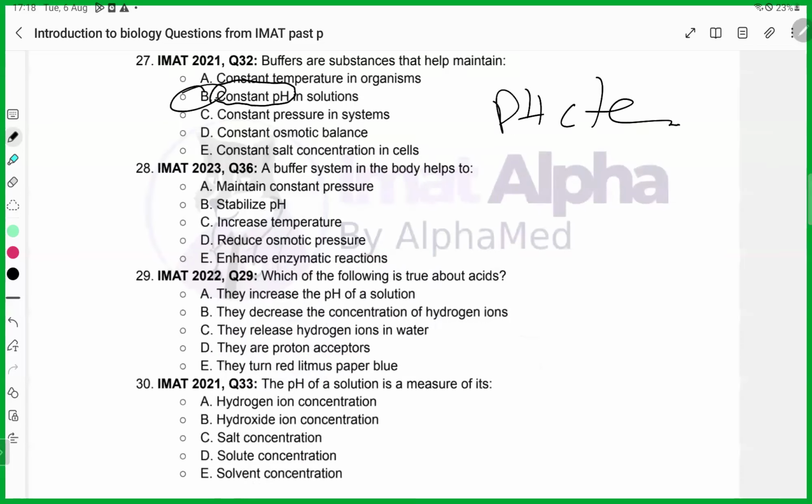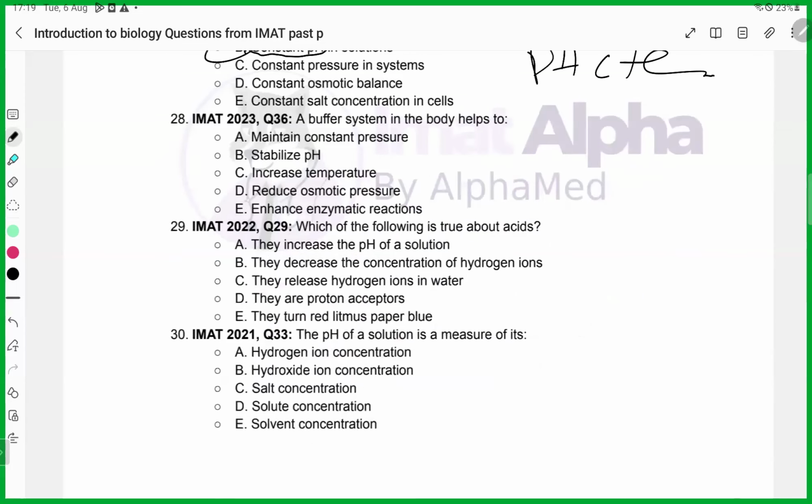28. A buffer system in the body helps to maintain constant pressure, stabilize pH, increase temperature, reduce osmotic pressure, enhance aromatic reactions. This is mainly the same question as before, but they try to play on the question or ask it in a different way, but it's the same. So stabilize the pH. Stabilize means make the pH constant, which is the same.